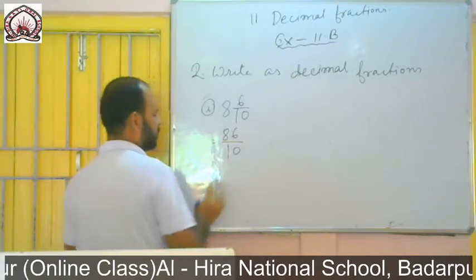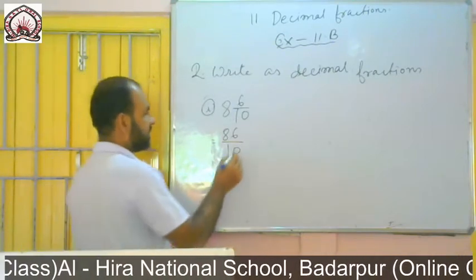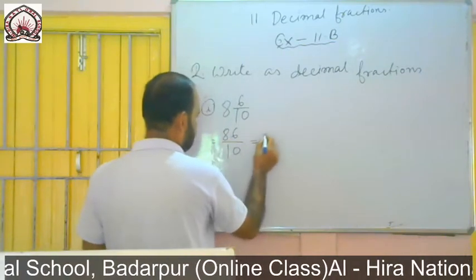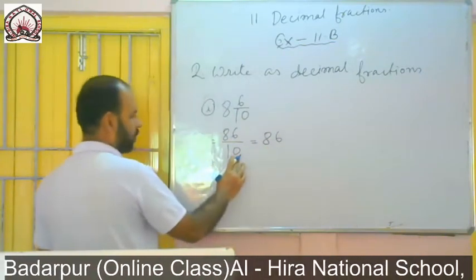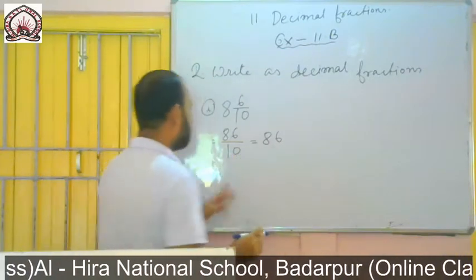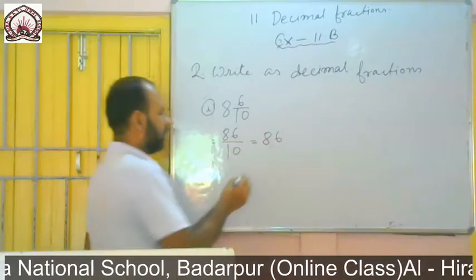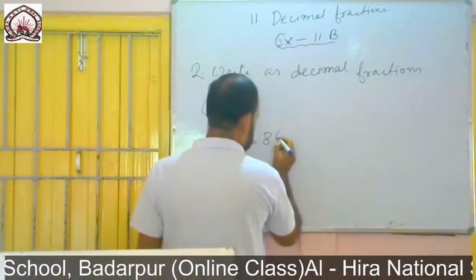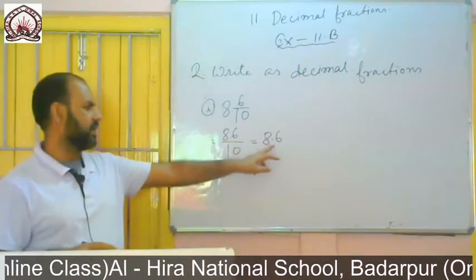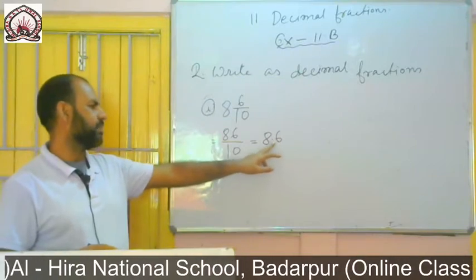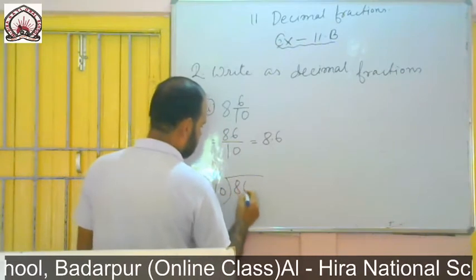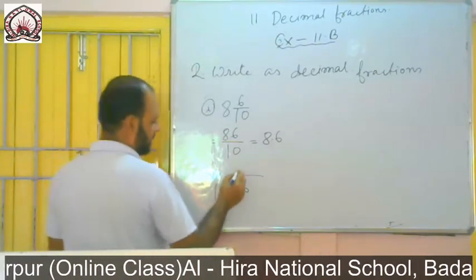Now we change it into a decimal fraction. Here, in the denominator there is only one zero in 10. So from the right side, before one digit, we give one point. So here the answer is 8.6, and if we divide, then we get 86 by 10.